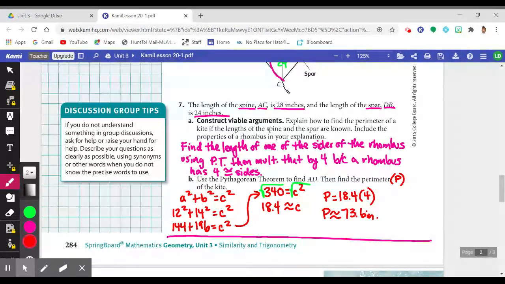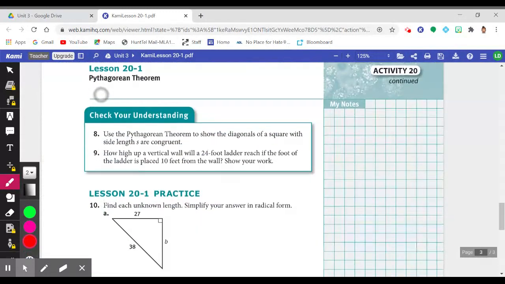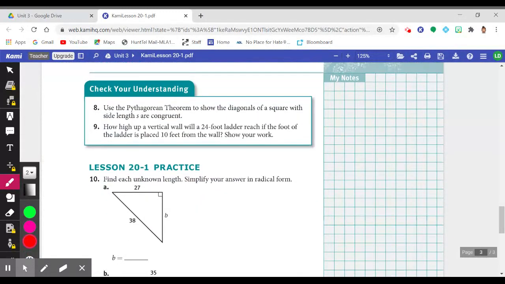So that's one way we can learn something about the properties of a rhombus and utilize the Pythagorean theorem to find a missing side of a right triangle, then to help us find a side of a rhombus. Now, since we haven't had too many opportunities to actually apply the Pythagorean theorem, I do want to take a look at the check your understanding. These are excellent questions here, just taking what we just learned and taking it a little bit deeper.